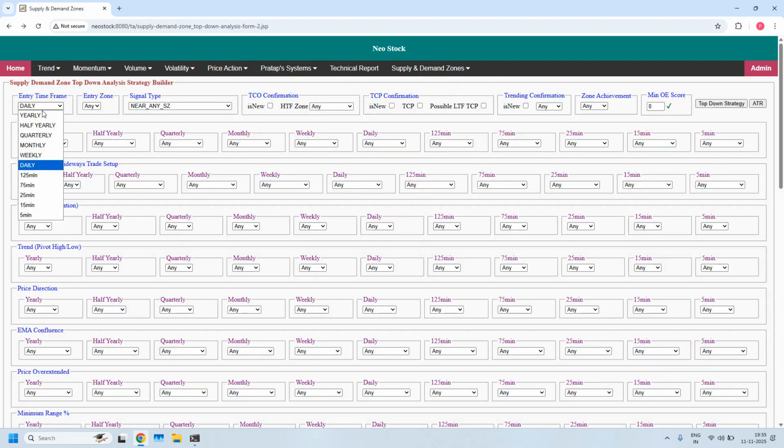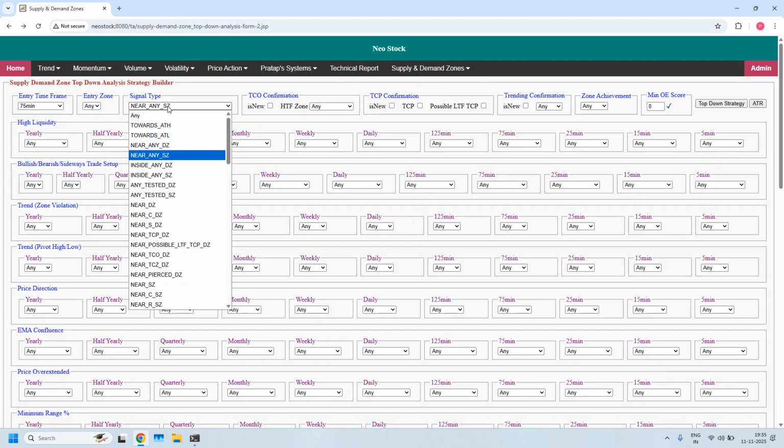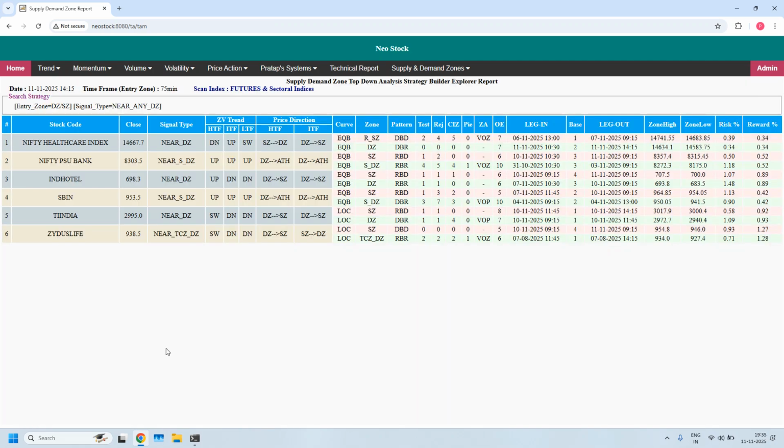Next time frame is 75 minutes. Stocks near to the 75 minutes demand zone. We got 6 stocks. So let's identify 75 minutes high liquidity zone. It is not valid. State Bank of India is having 75 minutes high liquidity demand zone. So we got only one 75 minutes high liquidity demand zone from this list.